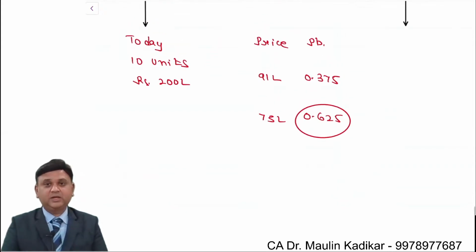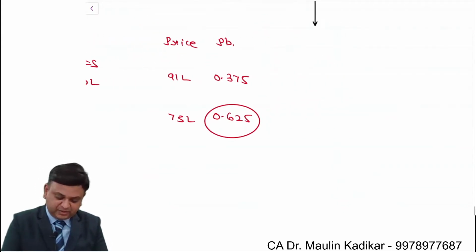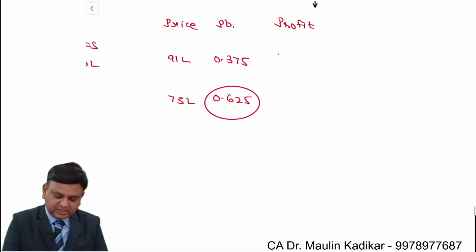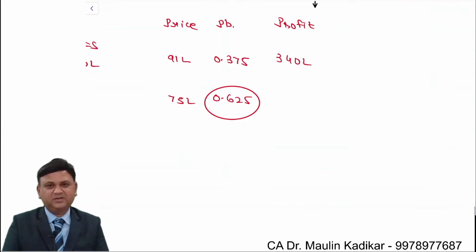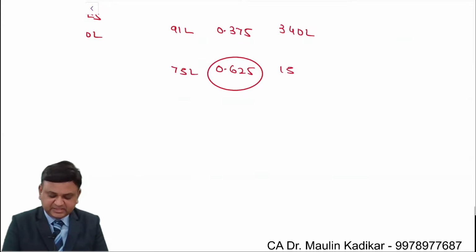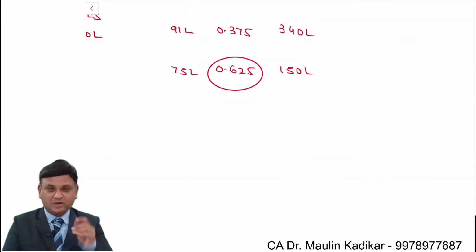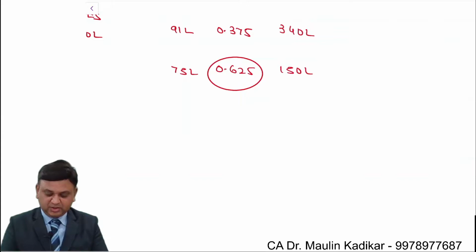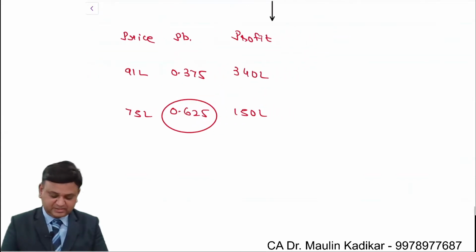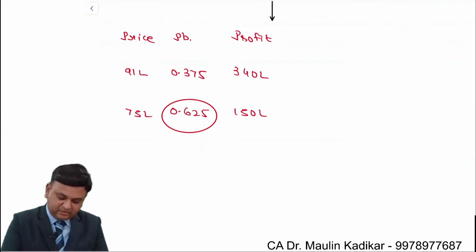Okay. Now, if at all the price increases, then in that case, what is your profit? Your profit is 340 lakhs, which we have computed. I hope you are clear with that. If the price decreases, you will still make a profit, not like you will not make a profit. You will make a profit of 150 lakhs. So now, probability into payoff.